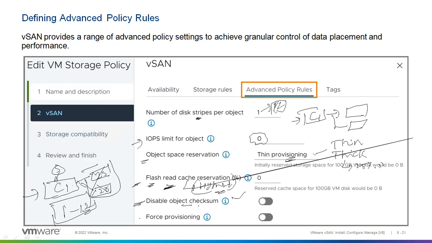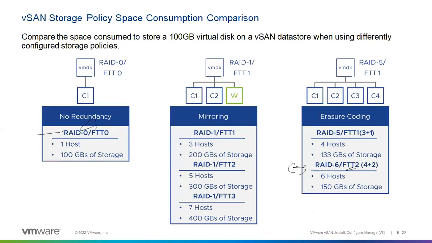Force provisioning. What is it? When we say force provisioning, it simply means, for example, you have applied vSAN RAID 1 FTT1. But you are saying, Kuldeep, I only have 2 nodes, but still I want to apply FTT1 RAID 1. Then you can choose the option force provisioning. Otherwise, as per best practice, it should go that way.